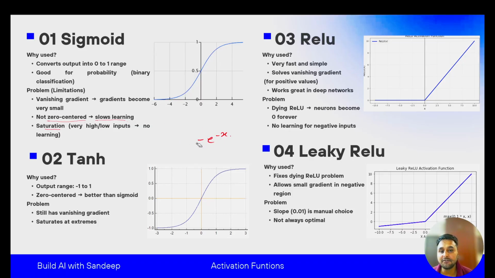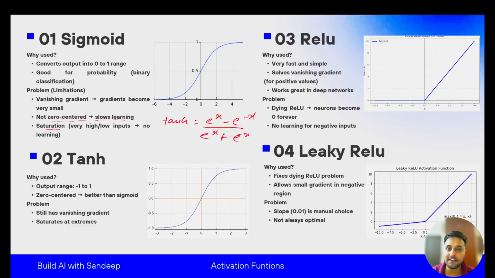So the next activation function is Tanh. Let me write the formula of Tanh. So this is the formula of Tanh. Tanh solved one problem, that sigmoid was not zero centered. So it is slightly better than the sigmoid activation function because it is zero centered.